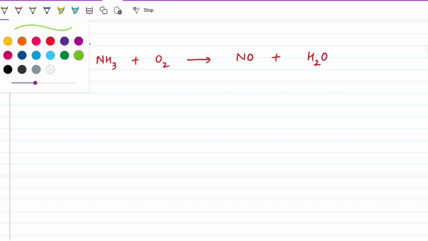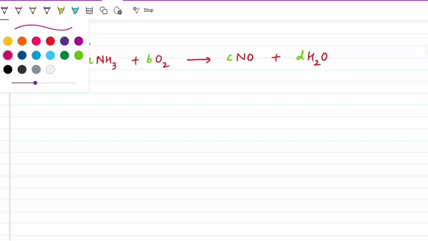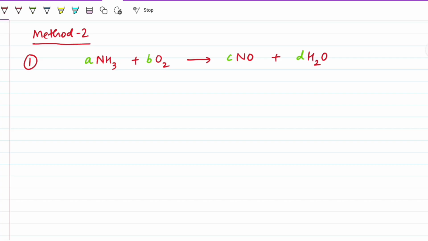In this method, first we simply have to choose the factors, whatever we have to balance. So I will write A, B, C, D. Whatever reactants or products you have, in this case we have 2 reactants and 2 products, so I have written A, B, C, D. Suppose in any reaction we have 3 products, I will write A, B, and for 3 products C, D, E, simply, no problem. Next, whatever atoms we have, how many different types of elements are there? We have nitrogen, then hydrogen, then oxygen.